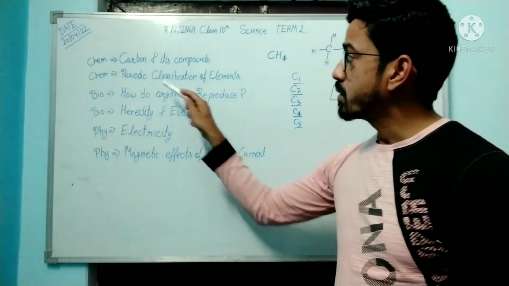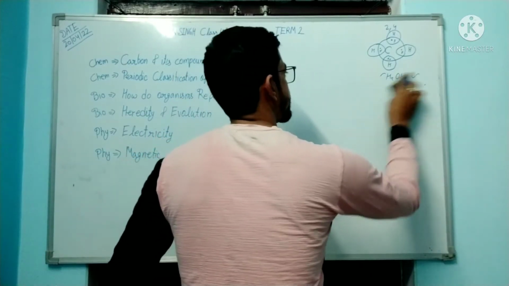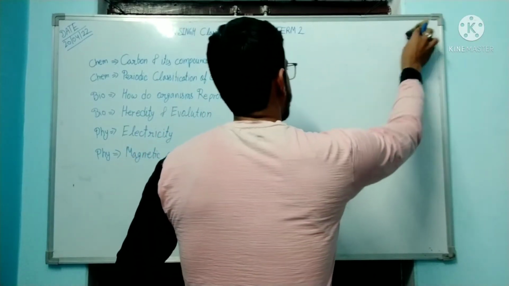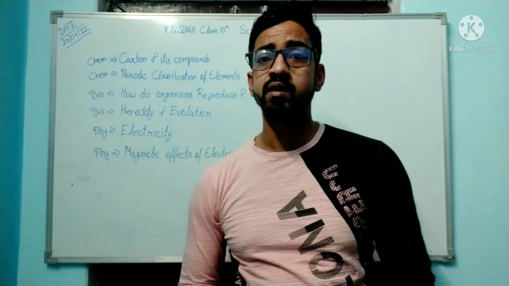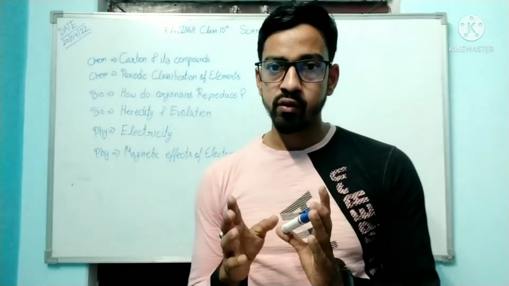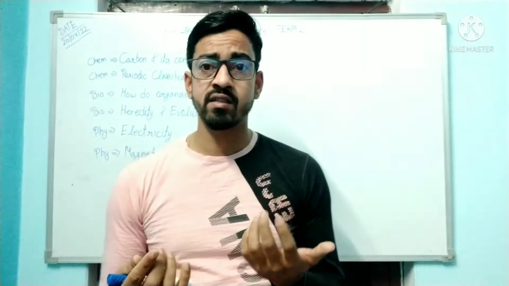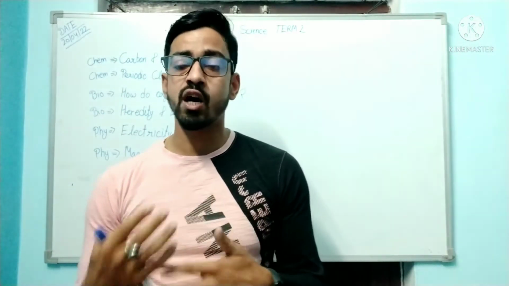The next chapter is periodic classification of elements. In this chapter, the questions are divided in two sections: one is theoretical, and another is trends in the periodic classification and the modern periodic table. First is how the elements are classified, and how scientists previously arranged them.